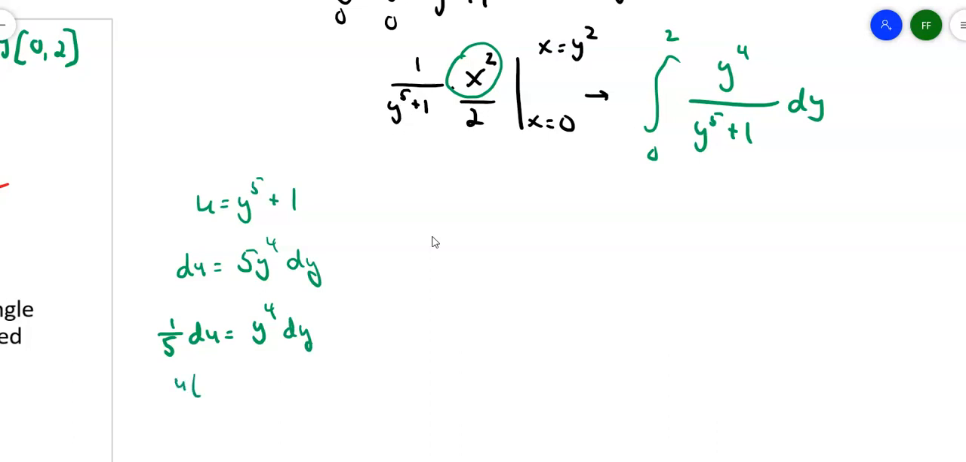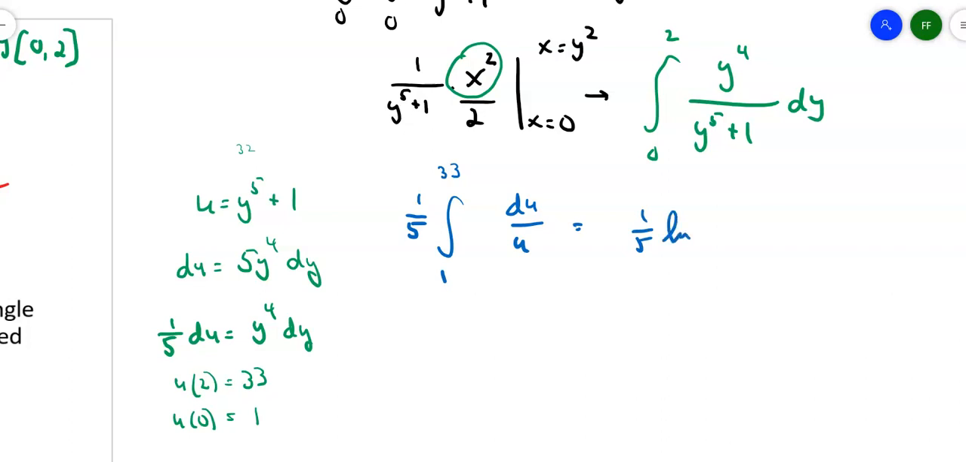So u evaluated at 2 is going to give me 2 to the 5th, which is 32 plus 1, 33. And u of 0 will actually give me a 1, right? 0 plus 1 is 1. So when I set this up, I'm looking at the integral from 1 to 33 of 1/5 y to the 4th dy is my du over u. All right, now this is easy. 1/5 natural log of u, evaluated at 33 and at 1.